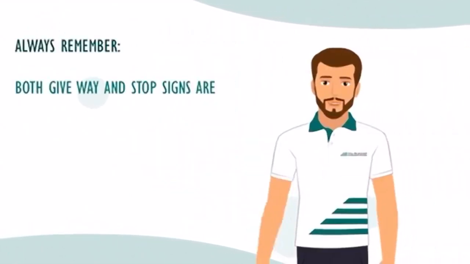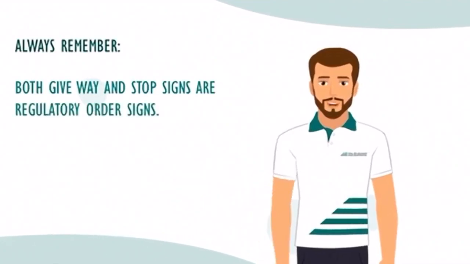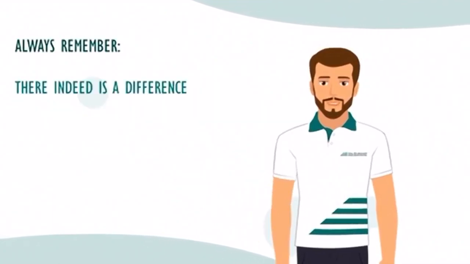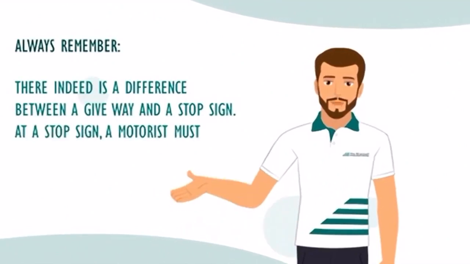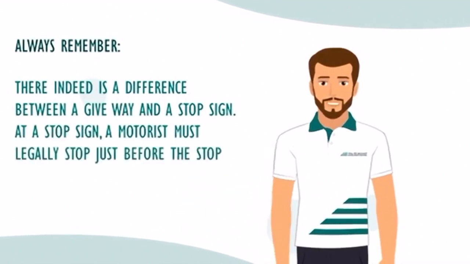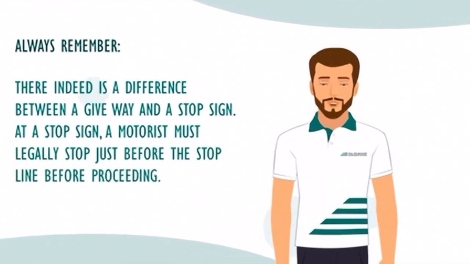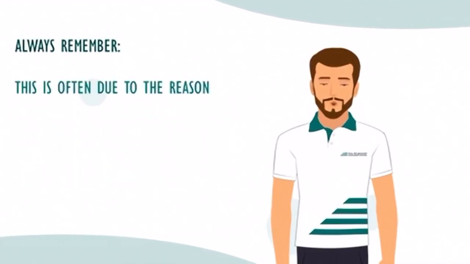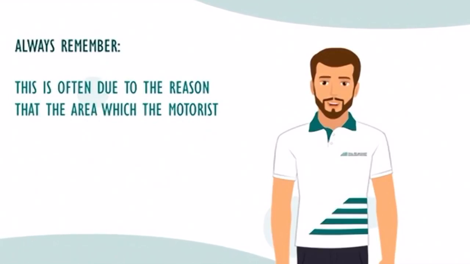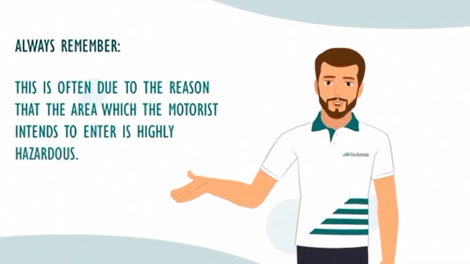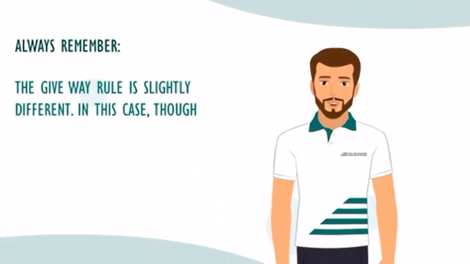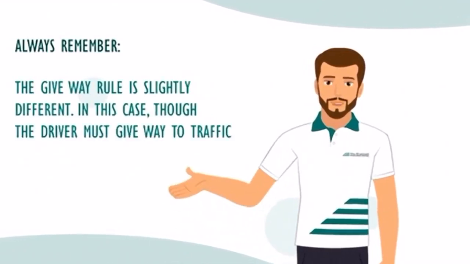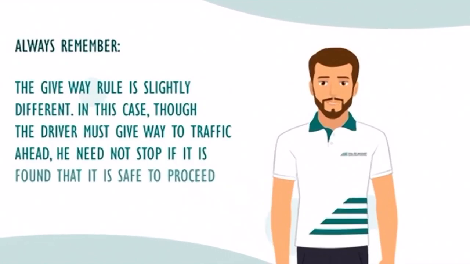Remember, both give way and stop signs are regulatory order signs. There indeed is a difference between a give way and a stop sign. At a stop sign, a motorist must legally stop just before the stop line before proceeding. This is often because the area which the motorist intends to enter is highly hazardous. The give way rule is slightly different. In this case, the driver must give way to traffic ahead. He need not stop if it is found that it is safe to proceed without doing so.